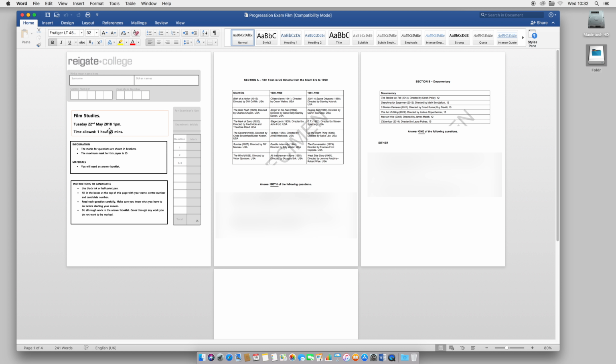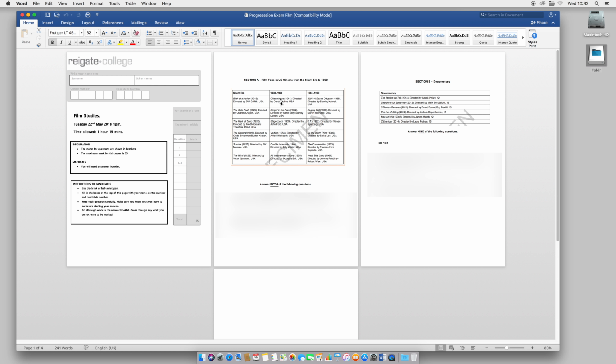It's on the 22nd of May, 1 p.m., an hour and 15 minutes, 55 marks, and there are two sections. Section A is on film form in US cinema from the silent era to 1990. That's basically what we started the course with back in the first term. 3 different films. Obviously you've got all the options on here. For the silent era we looked at The Gold Rush. For 1930 to 1960 we looked at Citizen Kane, and for 1961 to 1990 we looked at E.T.